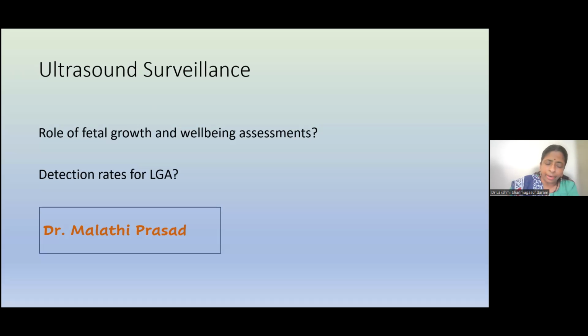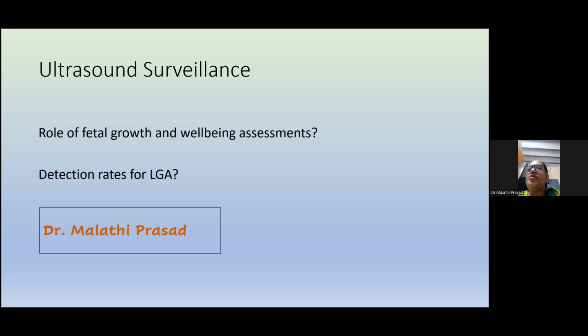Dr. Malati, I know a lot has been said about ultrasound. You have a vast experience, and for you, the catchment is wide because you get people traveling from long distances coming to see you. Yes, so I would like you to share some of the experience about what are the complexities that you have faced when it comes to growth surveillance with diabetes.